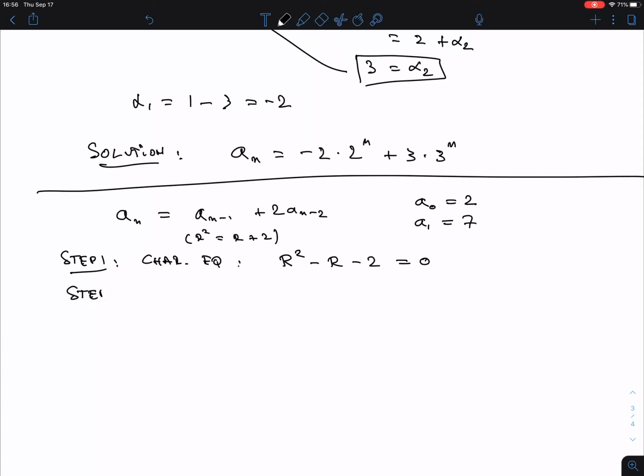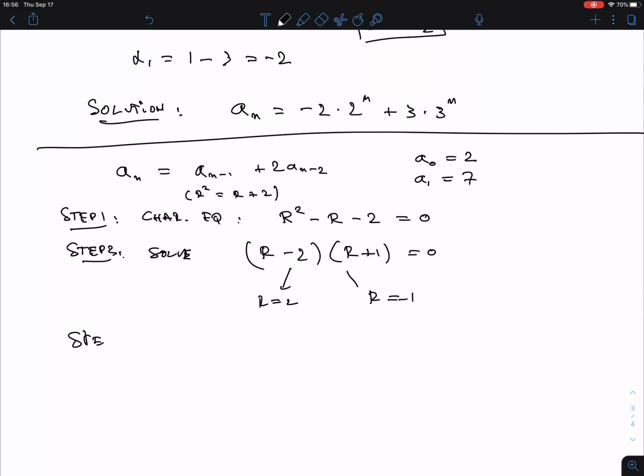Then step 2 is solve it. We factor this as r minus 2 times r plus 1 is 0, right? Is that correct? Yes. Okay, so the two roots are r equals 2 and r equals minus 1. Step 3, I propose the solution: A_n is equal to alpha 1 times 2 to the power n, plus alpha 2 times minus 1 to the power n. Minus 1 to the power n is a bit special here, but okay.